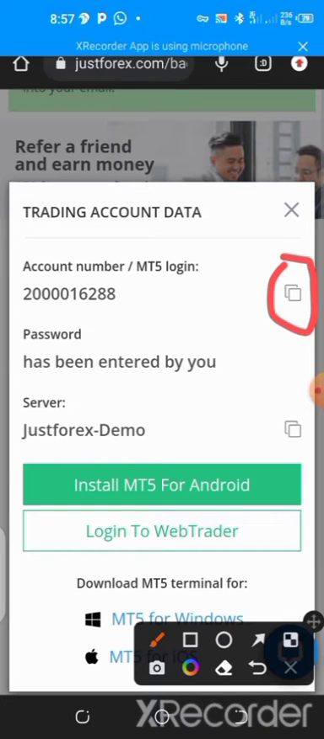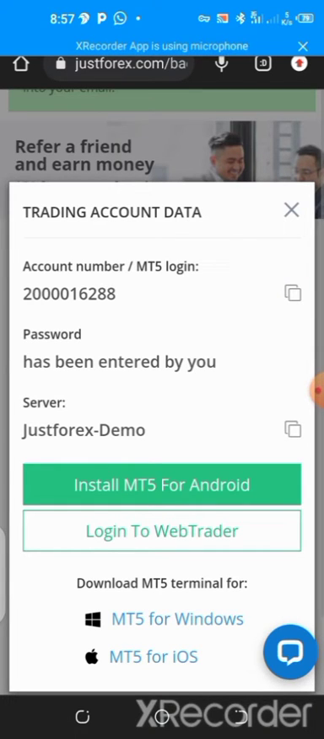So let me save this one. I never keep it on my head. It has been saved. I make sure I saved it. Yes, it has been saved.